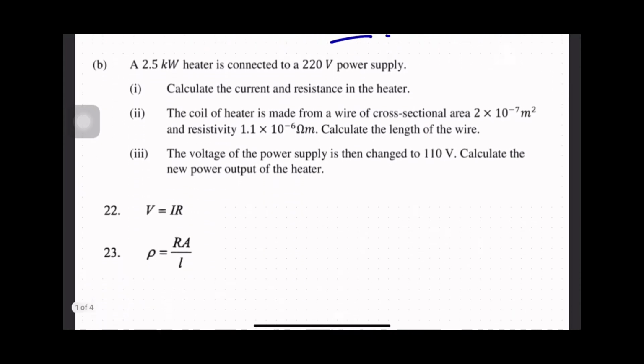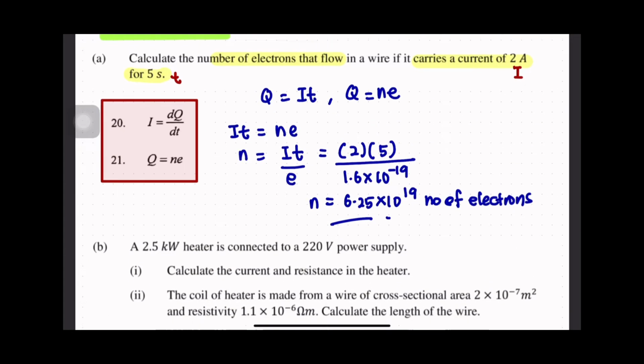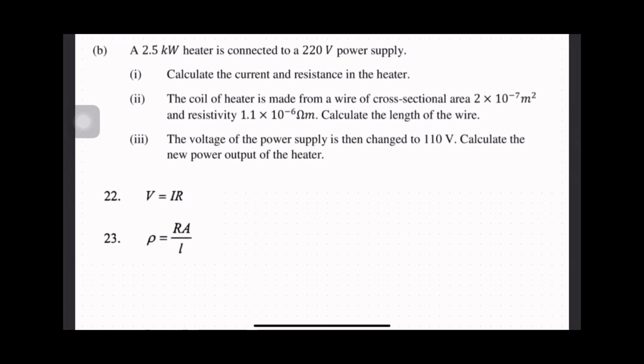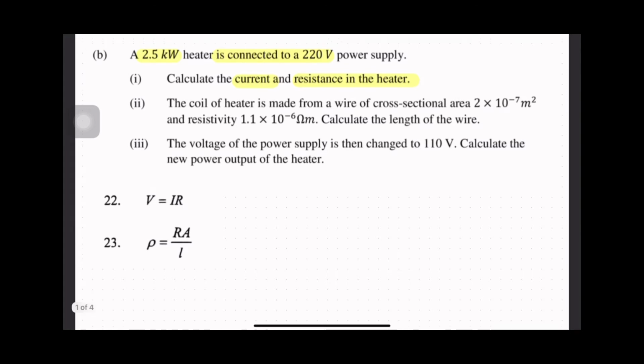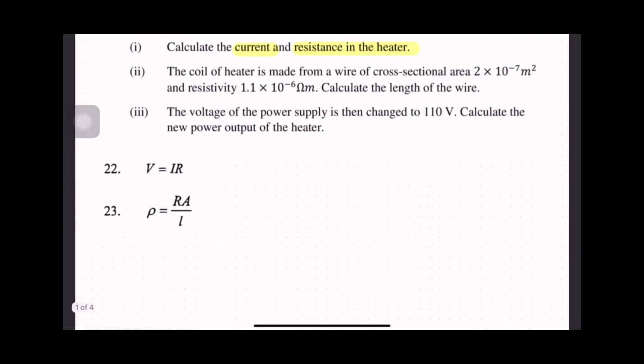Okay, next question. Question 2. Question B. Tadi question A, ni question B. Okay, so dibagi 2.5 kilowatt heater is connected to 220 volt power supply. Calculate the current and resistance in the heater. Okay, dia bagi kita, dia nak suruh cari current. Yang dia bagi adalah power ni. This one is power sebab dalam watt and connected to volt. Kita cari apa kaitan antara power dengan volt untuk dapatkan current.